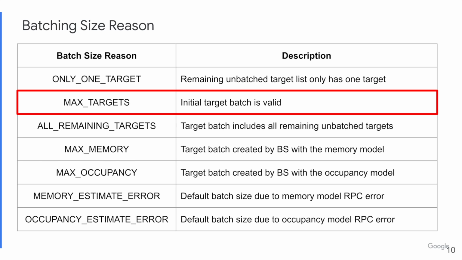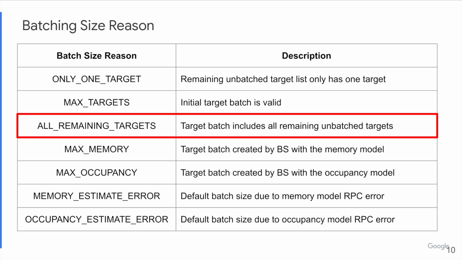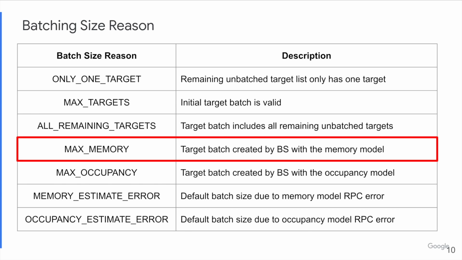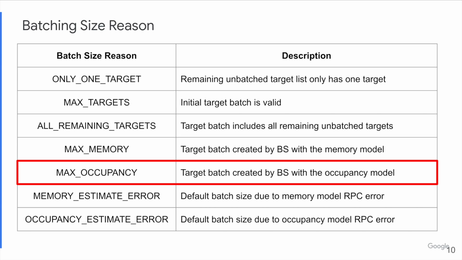The max targets batch size reason means the initial search point would create a valid target batch. All remaining targets means the target batch would include all the remaining unbatched targets. Max memory batch size reason means the target batch is created by the binary search with the memory model. The max occupancy batch size reason means the target batch is created by the binary search with the occupancy model.